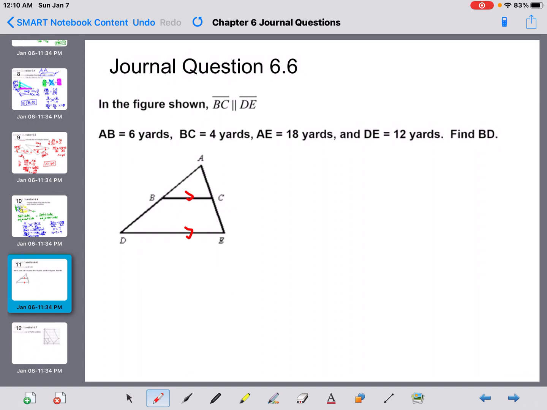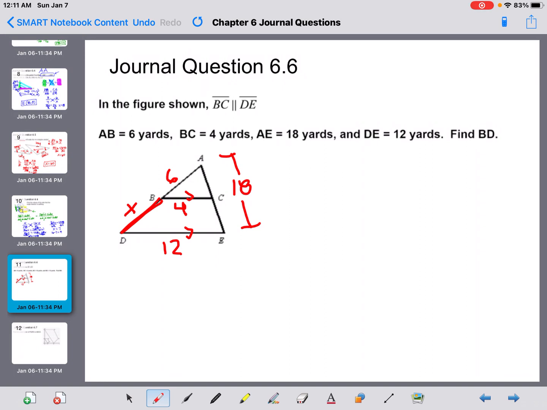They labeled AB equals 6 yards, so I'll put a 6 there. BC inside there is 4 yards. AE, which is this entire side over here, is 18 yards. And DE at the bottom is 12 yards. And our job is to find BD, this segment here, so I'm going to put an X on that right there. All right, lots of information going, and there's a chance we're not going to use every piece.